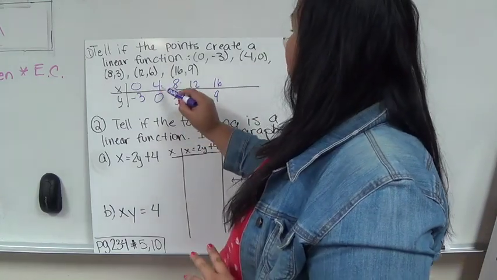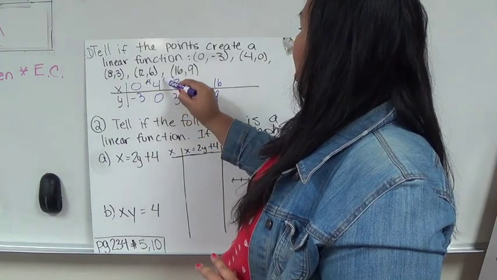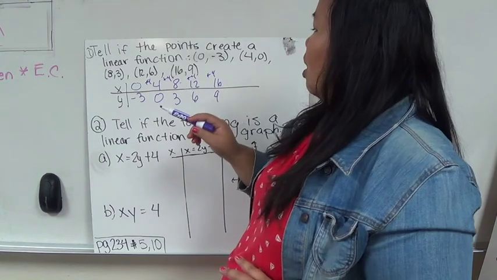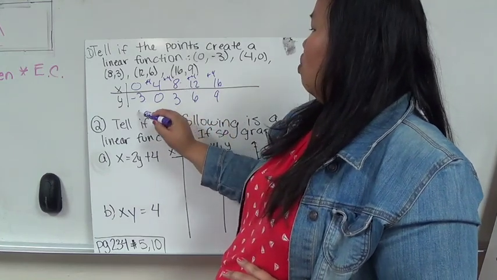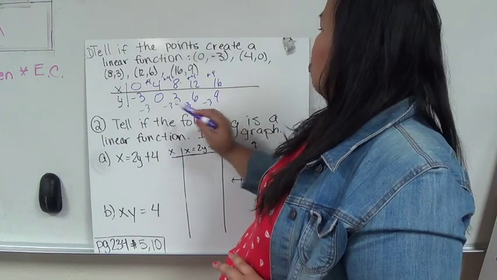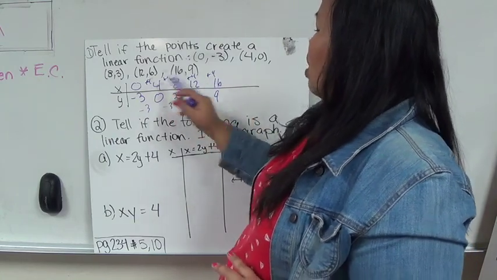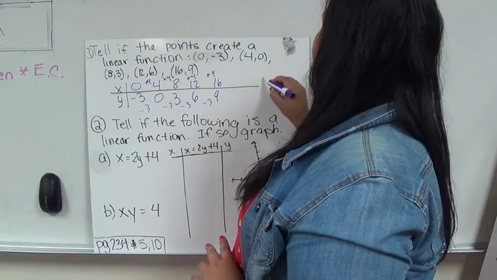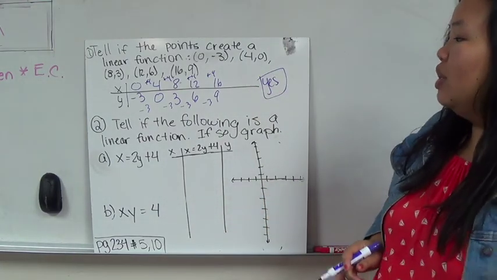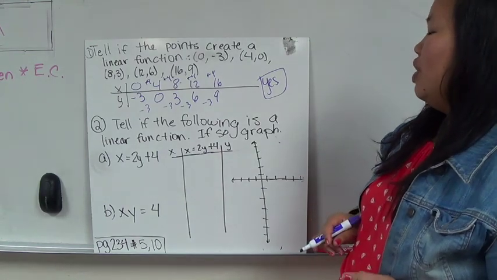From 0 to 4, we add 4. We add 4, we add 4, we add 4. So x has a pattern. For y, we subtract 3, subtract 3, subtract 3, subtract 3. Because there's a pattern for the x's and a pattern for the y's, this is indeed a linear function.